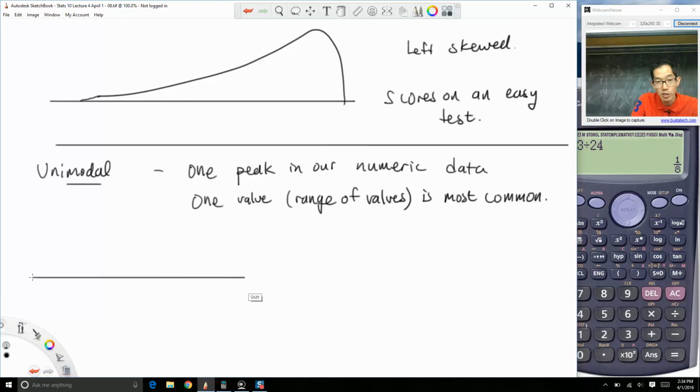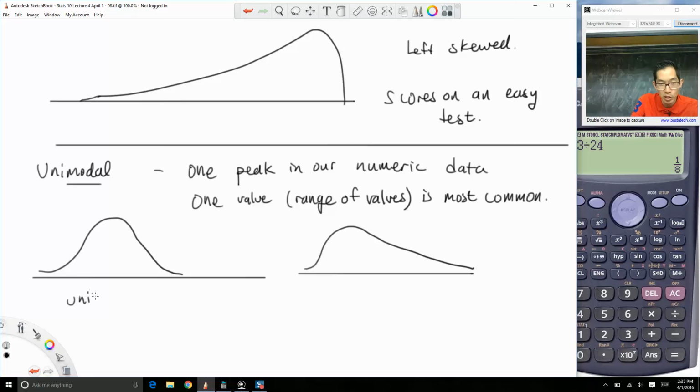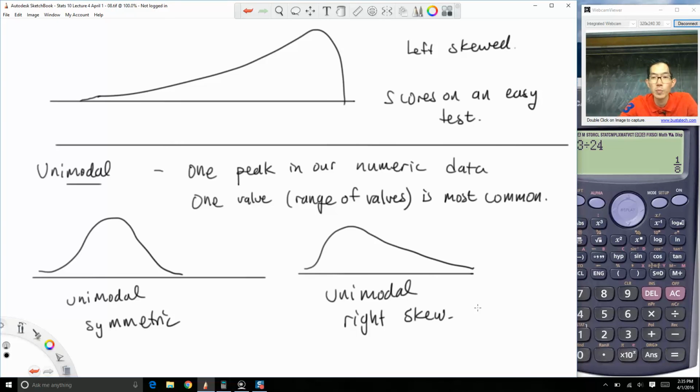So everything that has just one peak, so basically like one hill, these are unimodal symmetric. This is unimodal right skew. Okay.